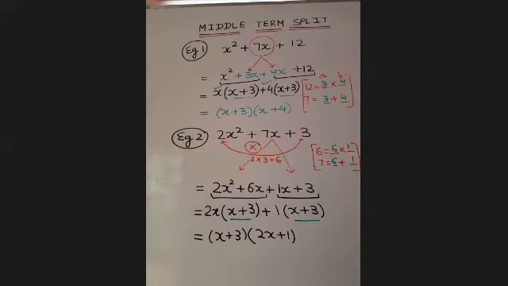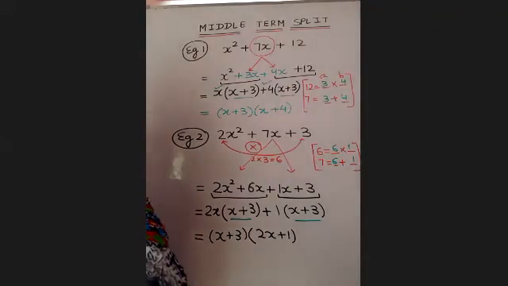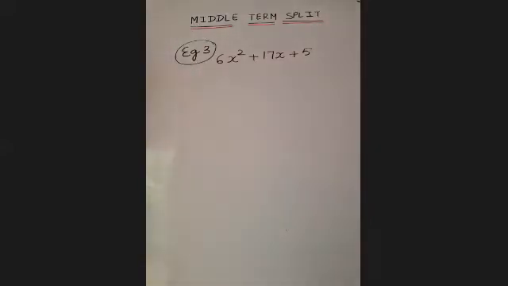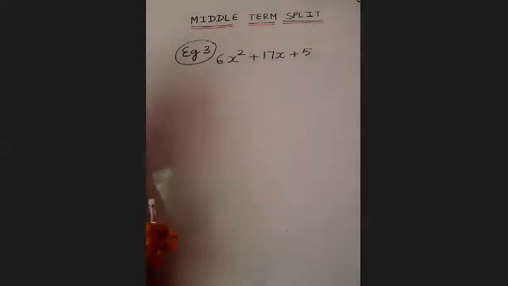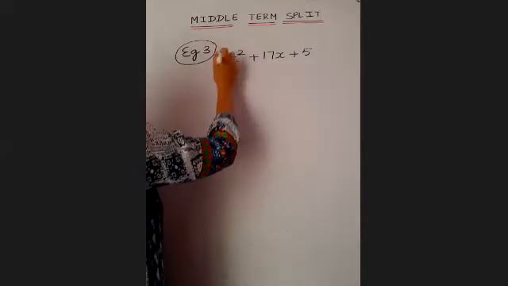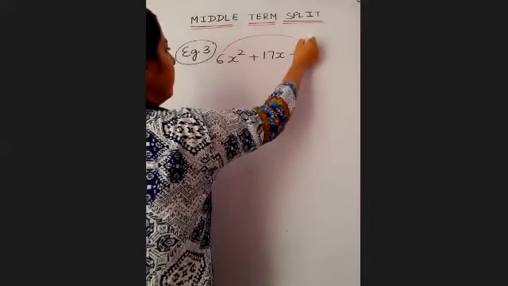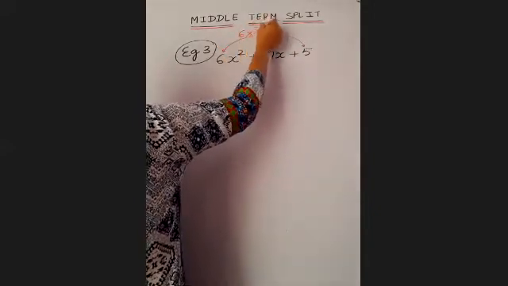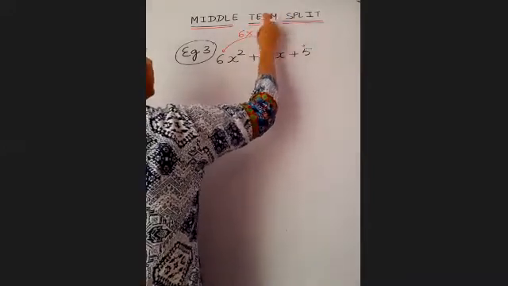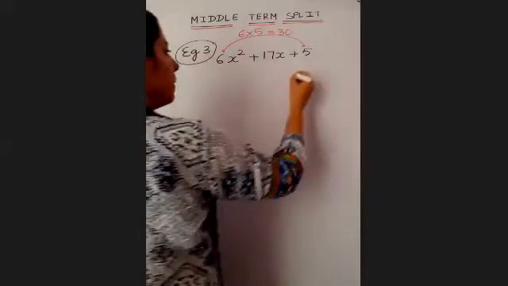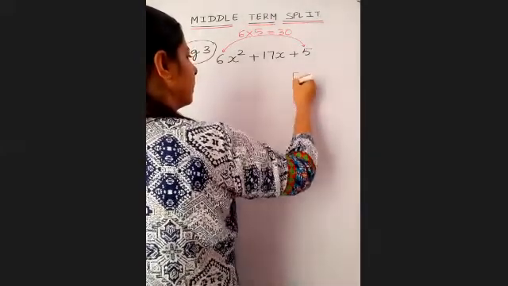Okay? It's plus 5. Now, children, here we can see the coefficient of x square is not 1. So it will be multiplied by 5. And what is 6 into 5? 30. 6 into 5 is 30. So now you need to make factors of 30.